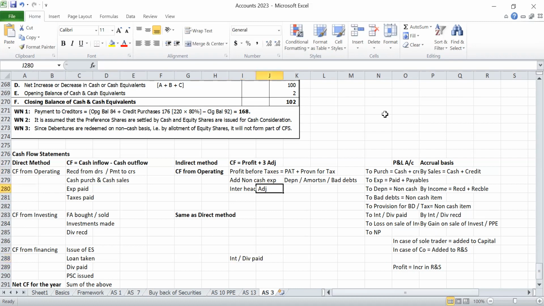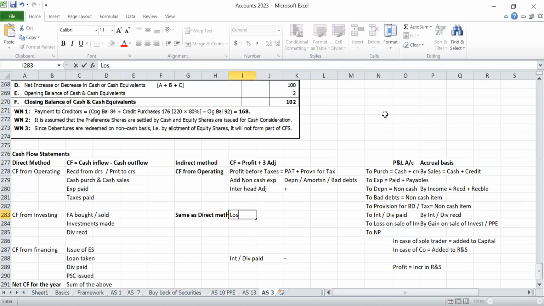So what should I do? Here I will add, and there I will deduct. Because we have to deduct only one time. In financing activity, I am going to deduct that. Again, I should not deduct it here. Correct? So whatever is already deducted should be reversed.